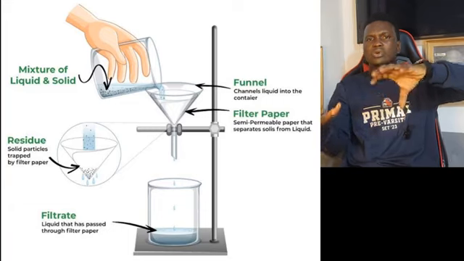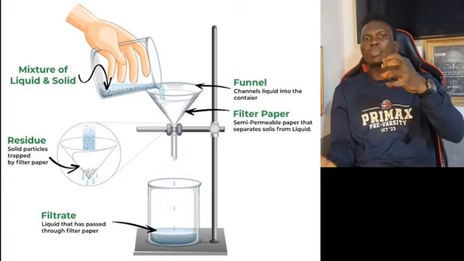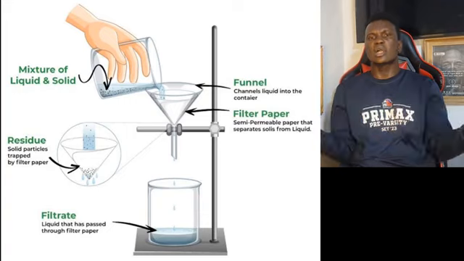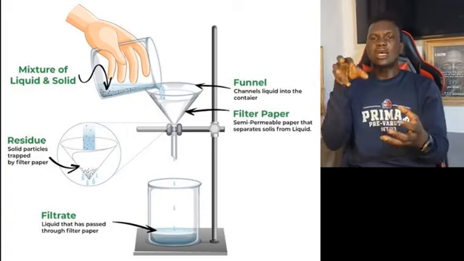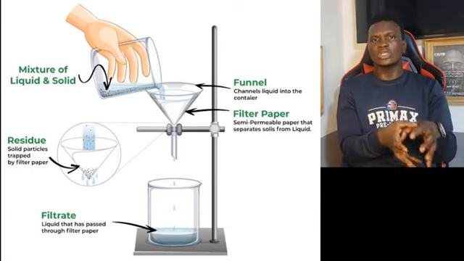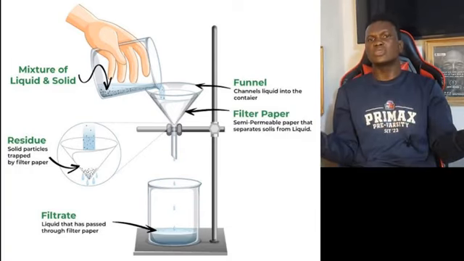The solid obtained is called the residue, while the liquid that passed through is called the filtrate. So you can use that to separate any solid that will not dissolve in a liquid. So what is the principle you think that is based upon?